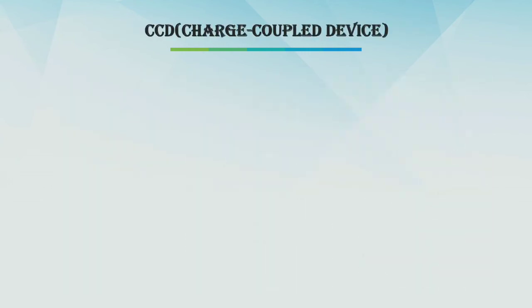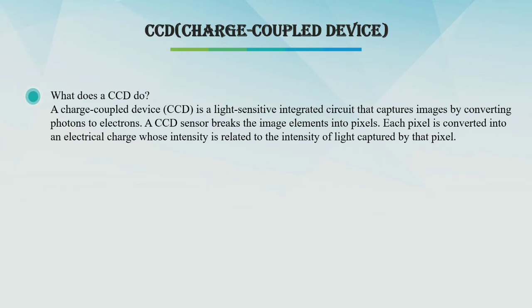The next one is CCD, charge coupled devices. What does a CCD do? A charge coupled device, CCD, is a light sensitive integrated circuit that captures images by converting photons to electrons. A CCD sensor breaks the image elements into pixels. Each pixel is converted into an electric charge whose intensity is related to the intensity of light captured by that pixel.